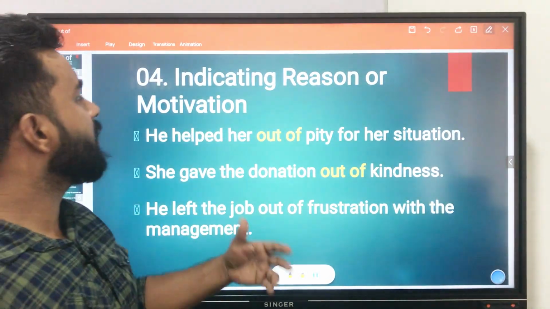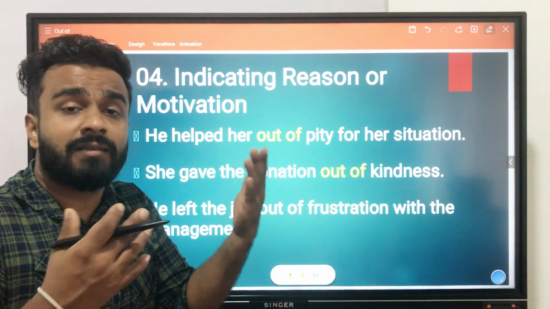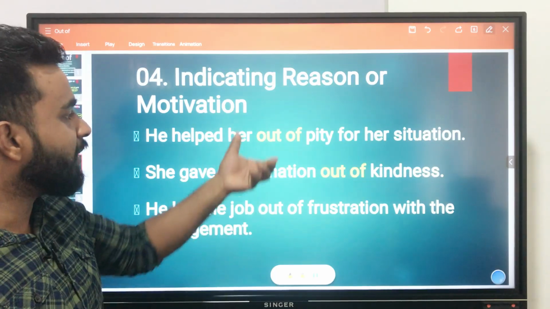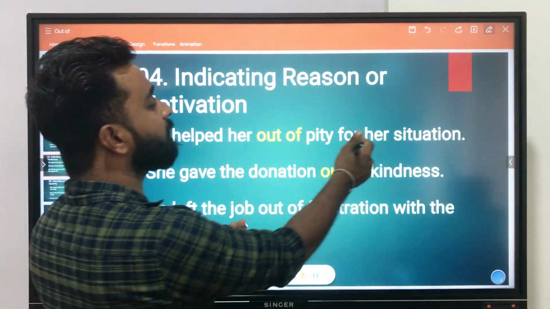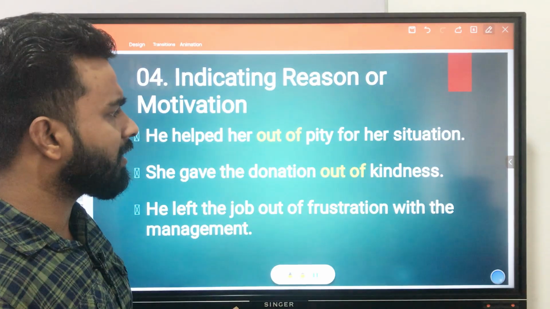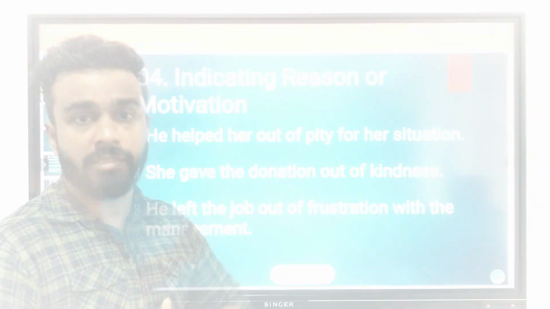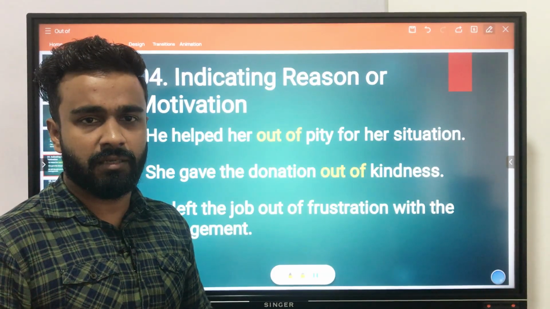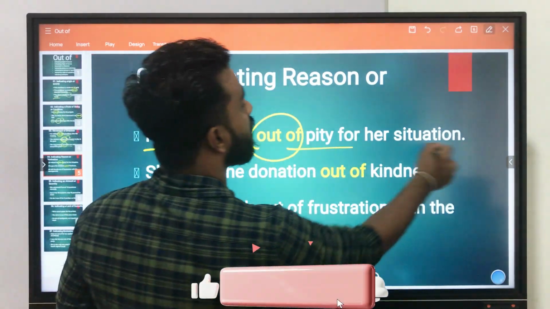So guys, when we are indicating reason or motivation, why we did that? What are the reasons for that? Why did I have to do that? There we use this preposition "out of" to indicate that meaning. He helped her out of pity for her situation. There was a needy girl or a woman. She was helpless. He wanted to help her. He thought she was very innocent. She was helpless. He helped her out of pity for her situation.